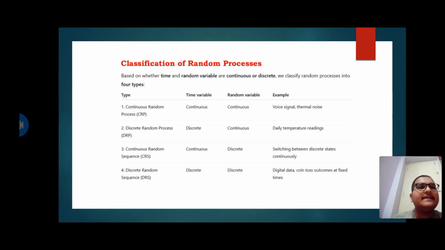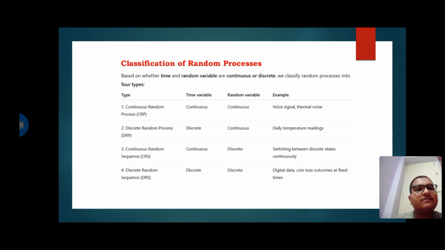Based on whether time and random variables are continuous or discrete, we classify random processes into four types. That is, whether time is continuous or discrete, or the random variable is continuous or discrete. We have classified the random process into four types: continuous random process, discrete random process, continuous random sequence, and discrete random sequence, which are known as CRP, DRP, CRS, and DRS. Let us come to continuous random process. Here time is continuous and the random variable is also continuous. Examples for CRP are voice signals and thermal signals.